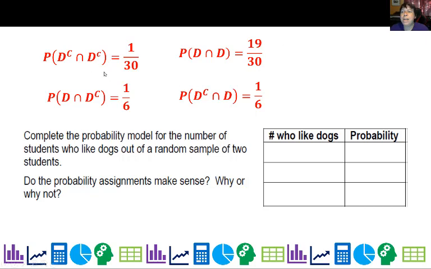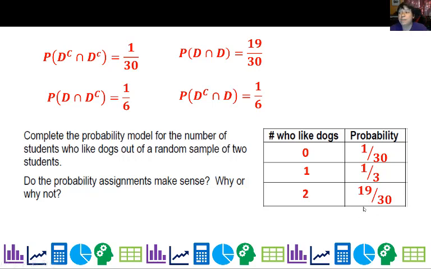All right, so I went ahead, you don't have to rewrite this down. This is just for my reference. So these 2 people don't like dogs. So sad. All right, so I'm going to make my table. I could have 0 students like dogs, which in this case is a 1 out of 30 probability. I could have 1 student like dogs, which is going to basically be 1 out of 6 plus 1 out of 6, which is 2 out of 6, also known as 1/3. And I have the probability that both of them like dogs, and that's 19 out of 30.